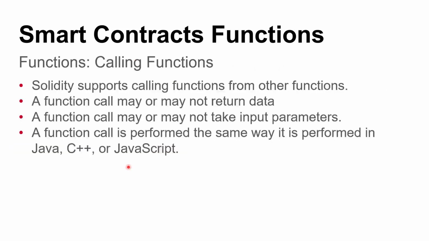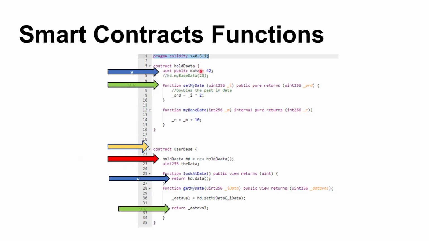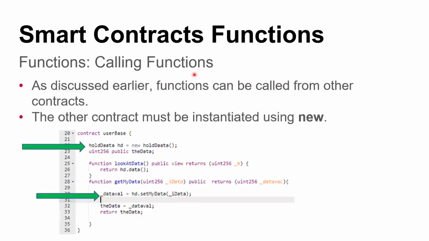If we went backwards a little bit, we would see that HoldData has a public integer called data. We can see that we're actually returning it right here. So this is a different contract, but we're actually able to call that public integer from the HD contract, or HoldData contract.